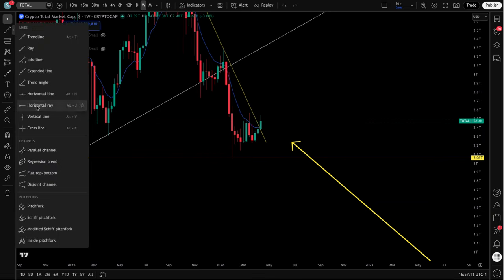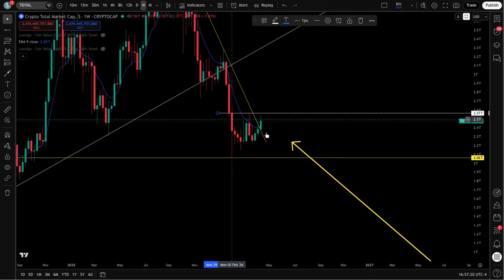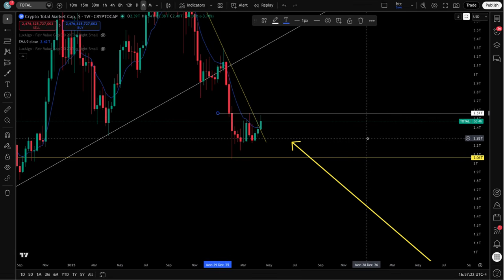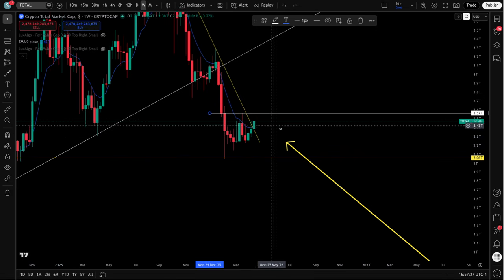And that's pretty perfect right through here. I mean, this area right there. All right, right about 2.57 trillion. All right, why that area? That would make a higher high.